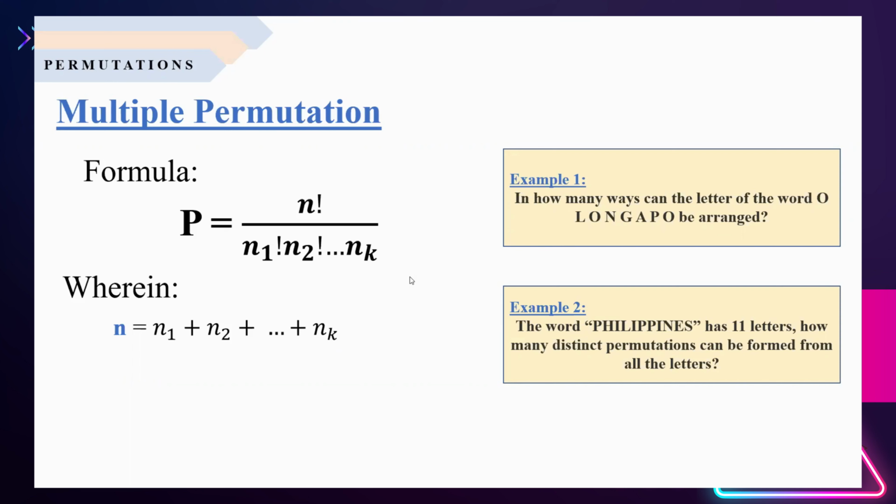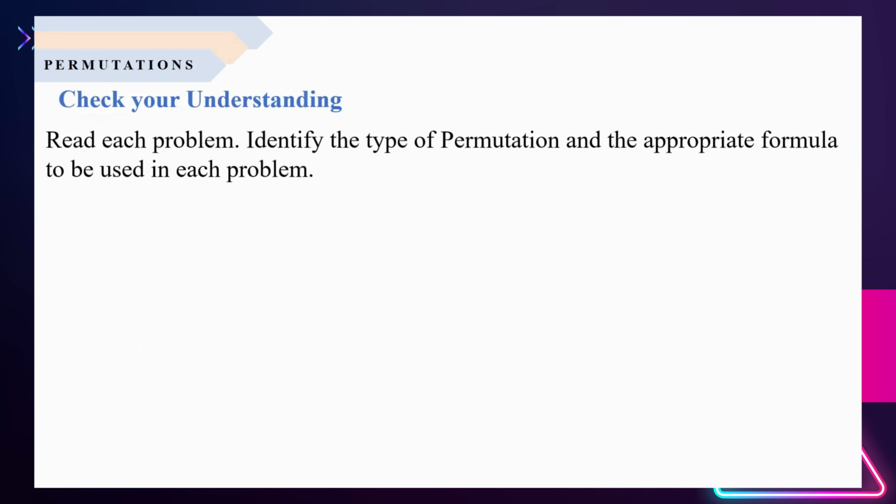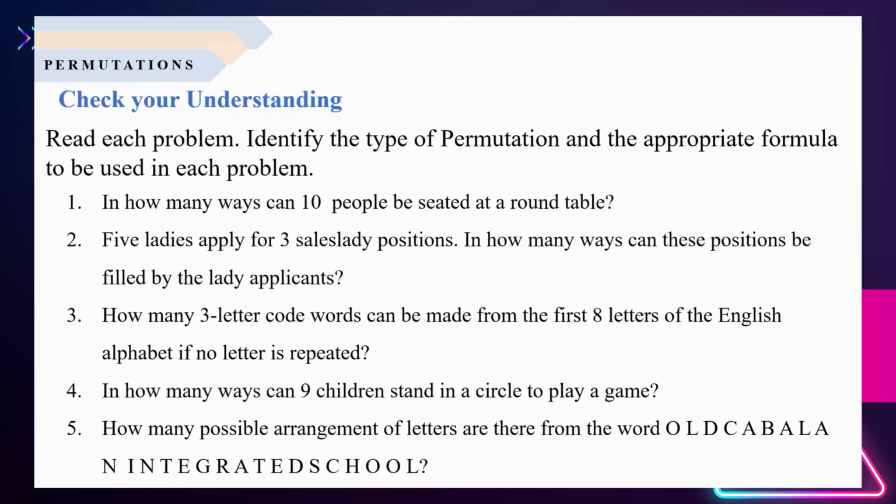This time, let us check your understanding. So read each problem, identify the type of permutation, and the appropriate formula to be used in each problem. Number 1, in how many ways can 10 people be seated at a round table? Number 2, 5 ladies apply for 3 sales lady positions. In how many ways can these positions be filled by the lady applicants?